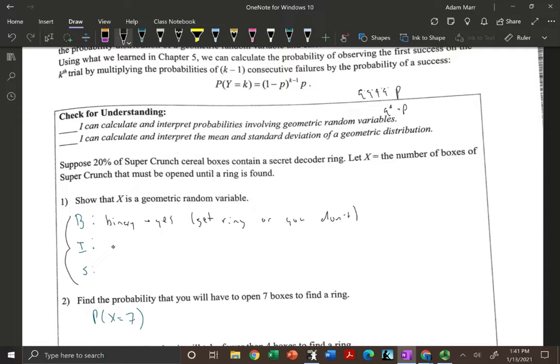All right, independence. Yes, right here. Getting a ring at one point does not mean that you're going to get a ring at the next point, okay? So just say what happens before does not affect getting a ring. And then it's the same probability. So the probability of a decoder ring is all the same right here. That's just going to be 0.20, okay?